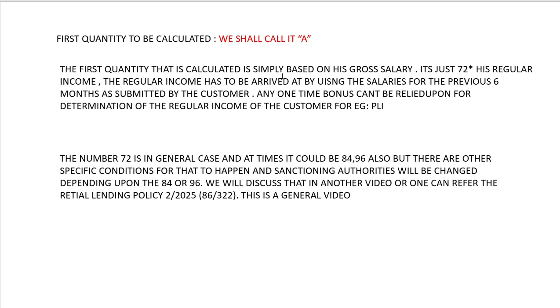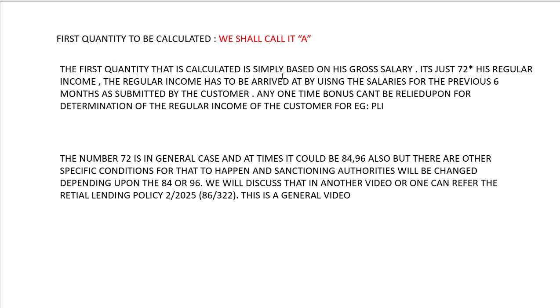Now we will take out the calculator, put in the regular gross pay and multiply it by 72. This gives the quantity that we call A, one of the maximum quantums of housing loan that can be given to a salaried customer. Later we will see what B and C are, but for now A is gross pay into 72, as simple as that.